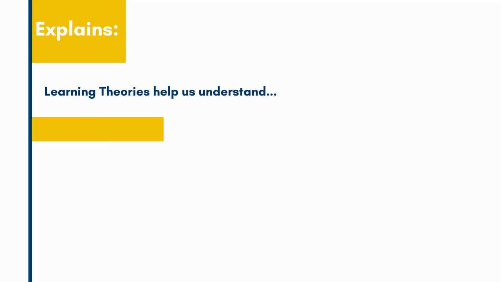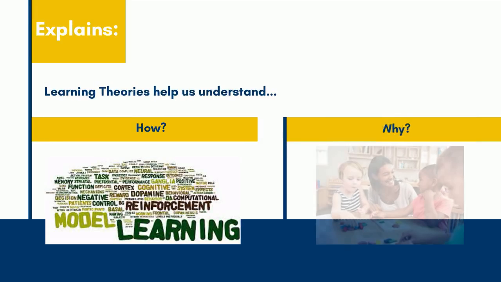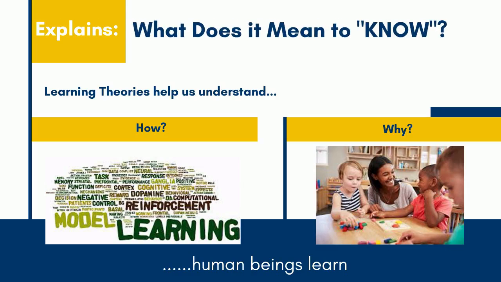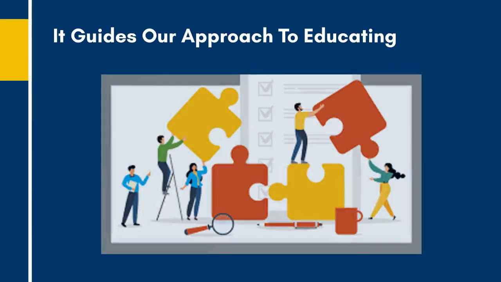A learning theory explains how and why humans learn. It is always grounded in onto-epistemological assumptions. In other words, learning theories presume what it means to know. Think of it as a framework for learning and teaching that guides our approach to educating students.